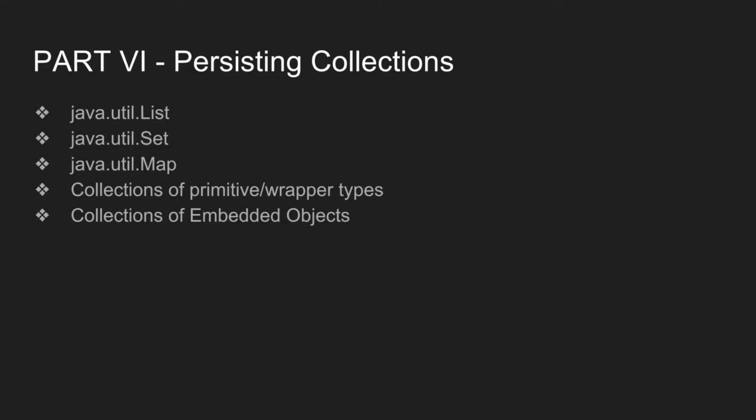Part six, persisting collections. Within the Cloud Datastore, you can actually persist array properties. So in this session, I'm going to show you how you could persist a list property, a set, a map. I'll show you how you could have a collection of primitive types or the corresponding wrapper types, for example, int versus Integer. And then I'm also going to show you how collections of embedded objects could be persisted into the Cloud Datastore.